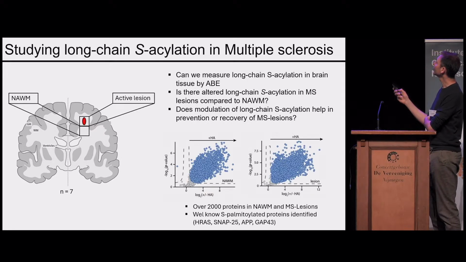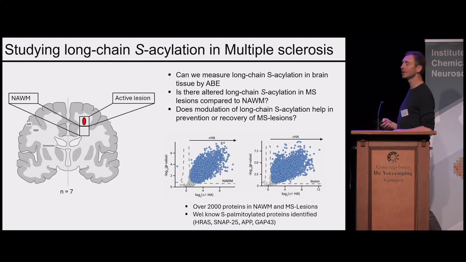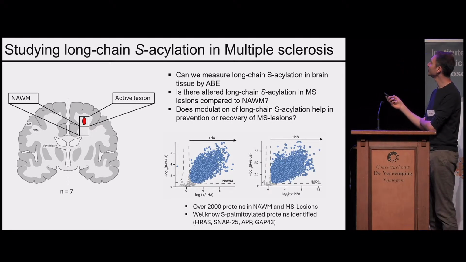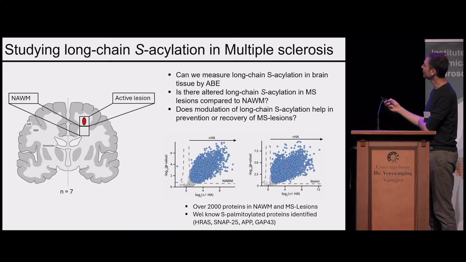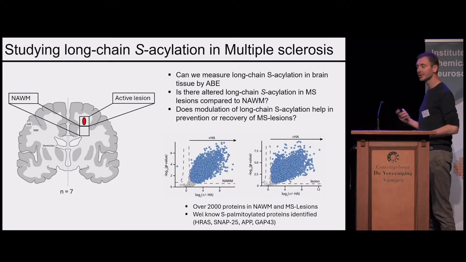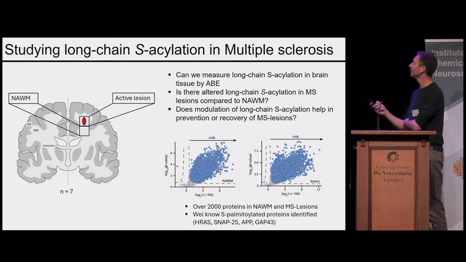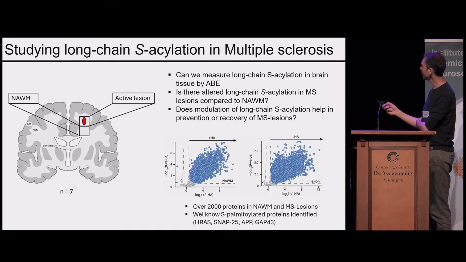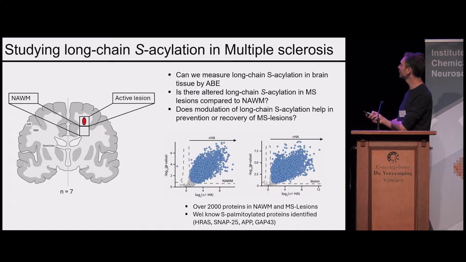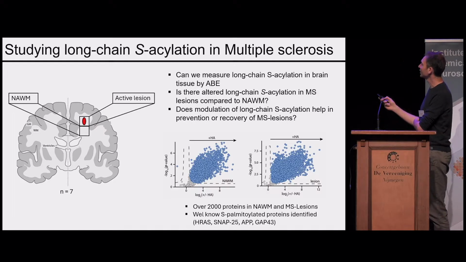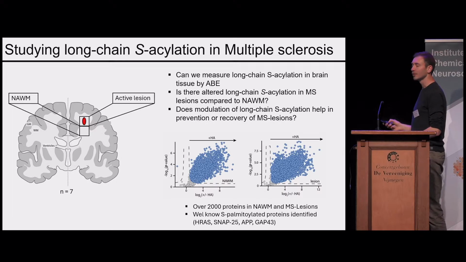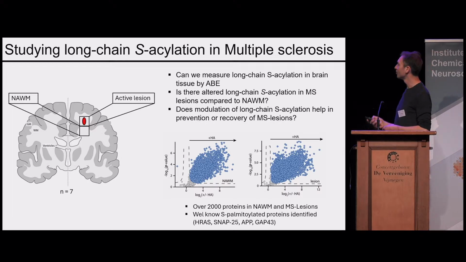So for the first point, can we actually measure this protein lipidation in these brain tissues? And the answer is yes. Here we see a comparison between hydroxylamine positive and hydroxylamine negative treated samples. This is really an indication that it's thioester specific, so actually we're looking at protein lipidation. We could identify in these brain samples over 2,000 lipidated proteins. Amongst these are a lot of well-known lipidated proteins, so it's kind of a positive control.